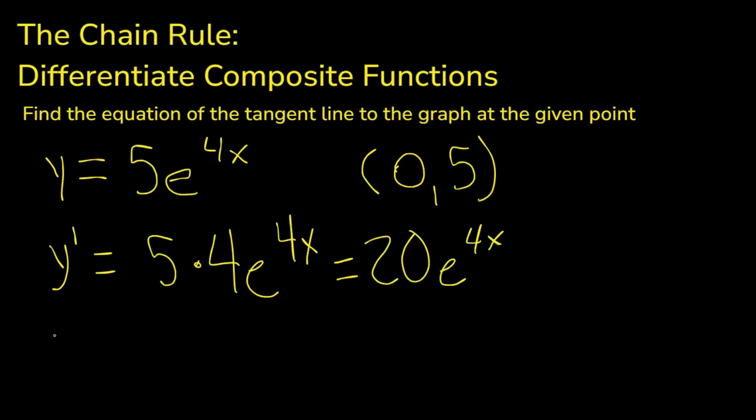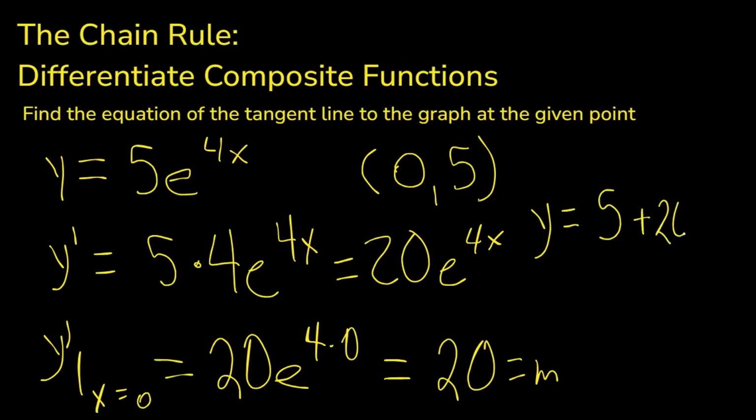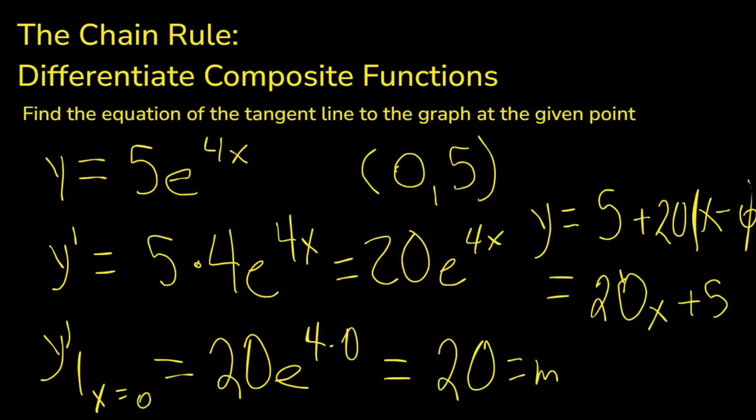Now y prime, evaluated at x equals 0, because that's the x value of that point, is going to be 20 e to the 4 times 0, which e to the 0 is going to end up being 1. So 20 times 1 is just 20, and that's going to be the slope. So the equation of the tangent line is y equals the y value plus the slope times x minus 0. So this simplifies to 20x plus 5. And we'll show this to you in Desmos real quick.